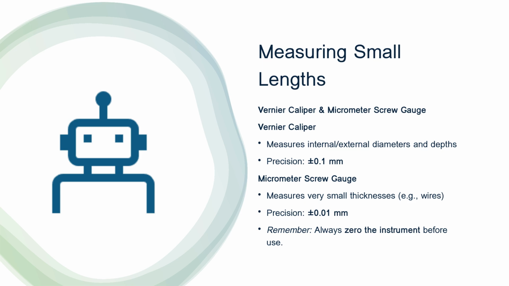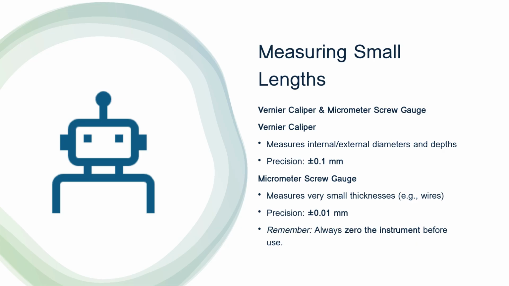When a ruler isn't precise enough, we turn to the vernier caliper and the micrometer screw gauge. A vernier caliper can measure internal diameters, like the inside of a pipe, and external diameters with a precision of 0.1 millimeters. It uses a sliding scale to find that extra decimal place.